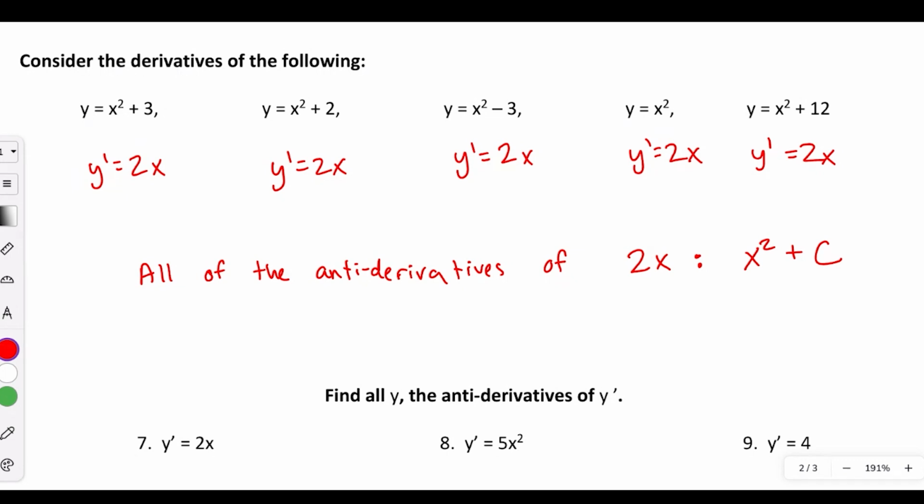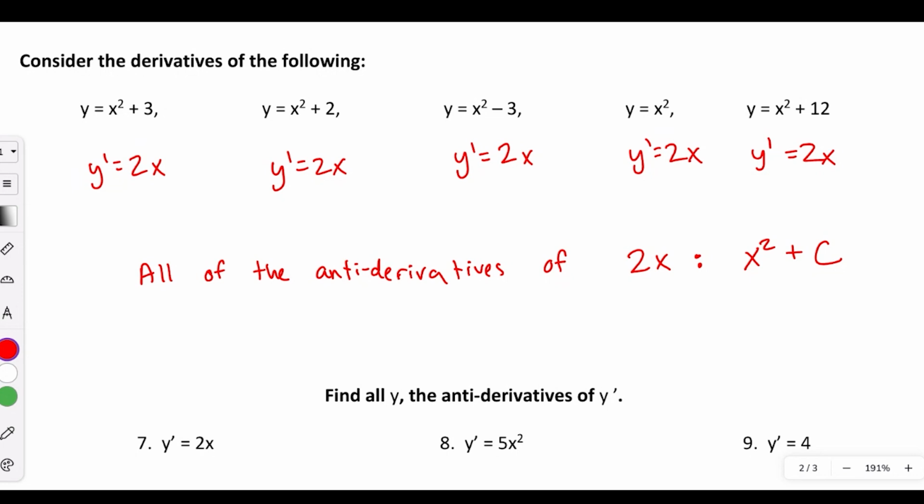Now, I'm not sure if you heard Logan earlier, but he made a connection to why that would be, right? Would you say that again? What is this constant doing to the function? Shifting the y value up or down a certain amount. Right. So if I have a parabola, here's y equals x squared. If I add 3 to it, all that's going to do is shift it up 3 units.